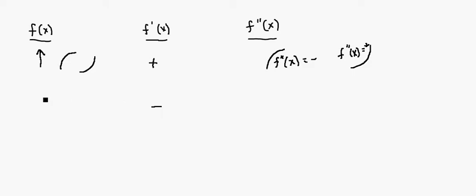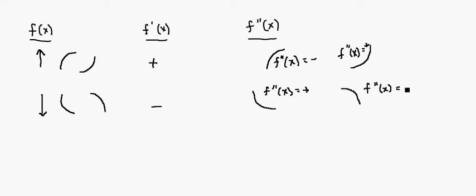If f prime is negative, then I know f of x is decreasing, but yet again it can decrease in two distinctly different ways, like that and like that. If it decreases like that, then we know that f double prime of x is positive because the graph is concave up. And if it decreases like this, then f double prime of x is negative.